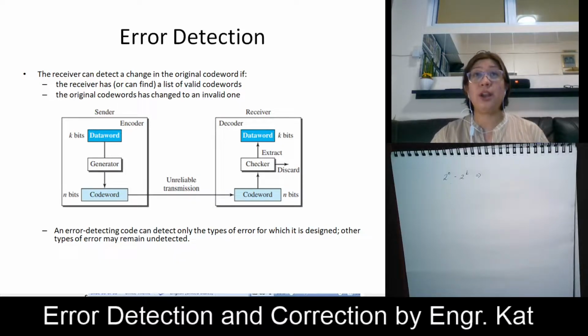So it says there, an error detecting code can detect only the types of error for which it is designed. Other types of error may remain undetected. So that is our condition for error detecting codes.